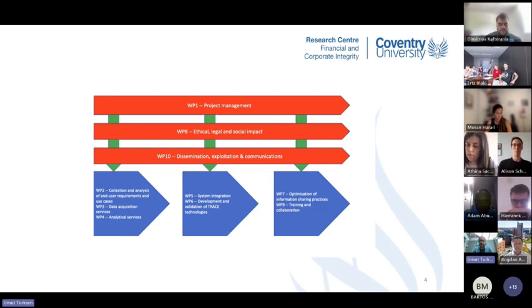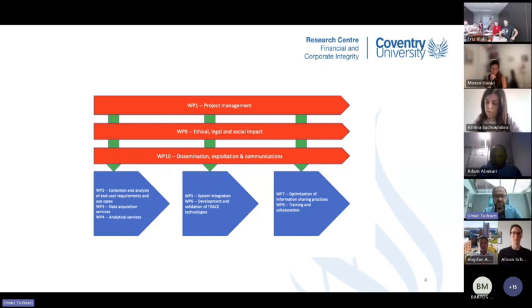So we set out, thanks to our colleagues, understanding what the user requirements are in investigating and using technological tools for illicit money flows. And we established our use cases and how they manifest in the present legal frameworks across various jurisdictions. One of our technology partners, Austrian Institute of Technology, established the data acquisition services, and other partners put in place analytical services and system integration and development and validating of the TRACE technological tools. And work package 7, which is still continuing, dealt with optimization of information sharing practices, including electronic evidence. And finally, work package 9, which this webinar is part of, covers training and collaboration.